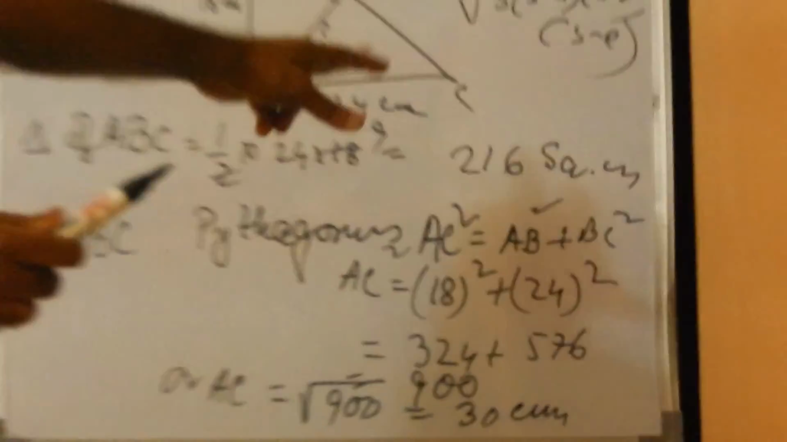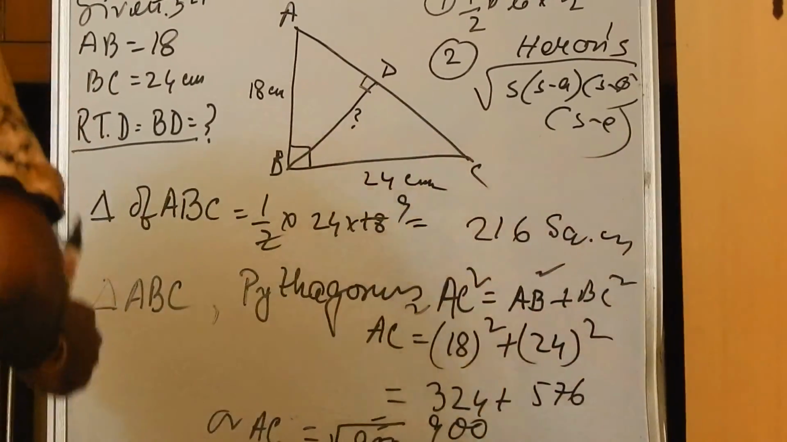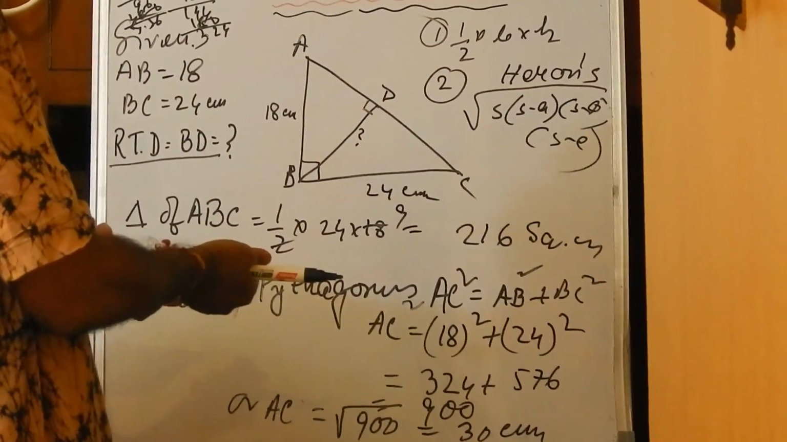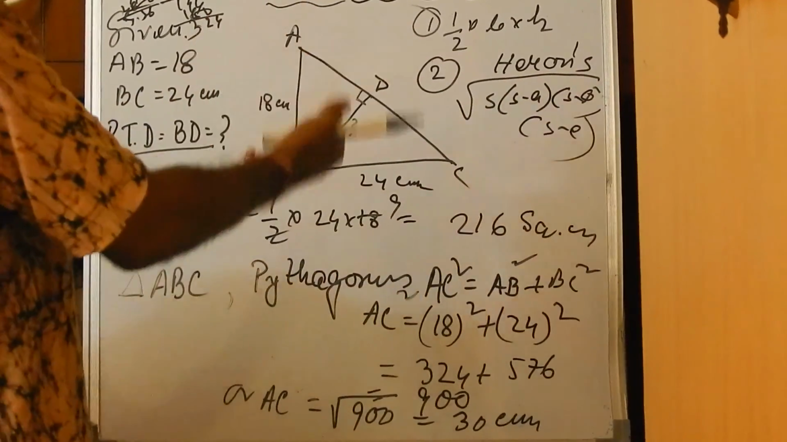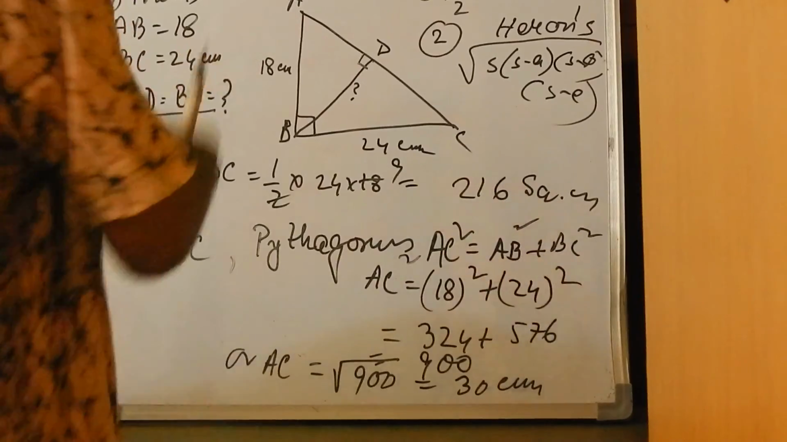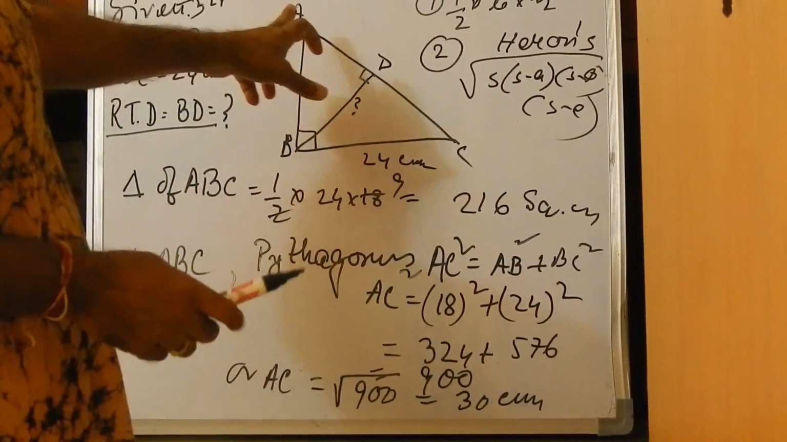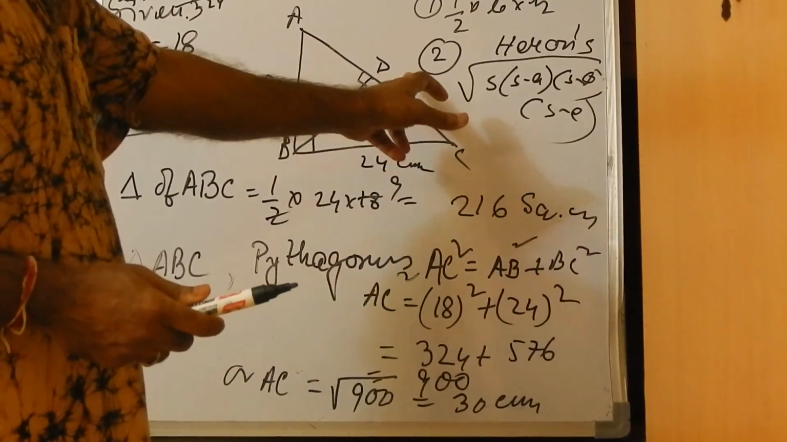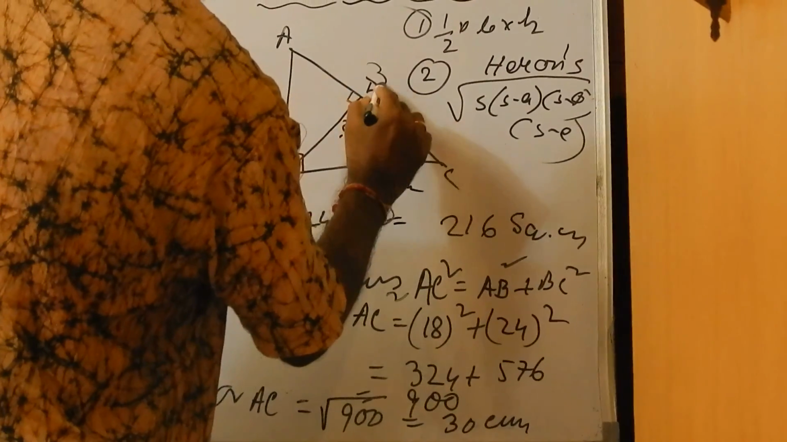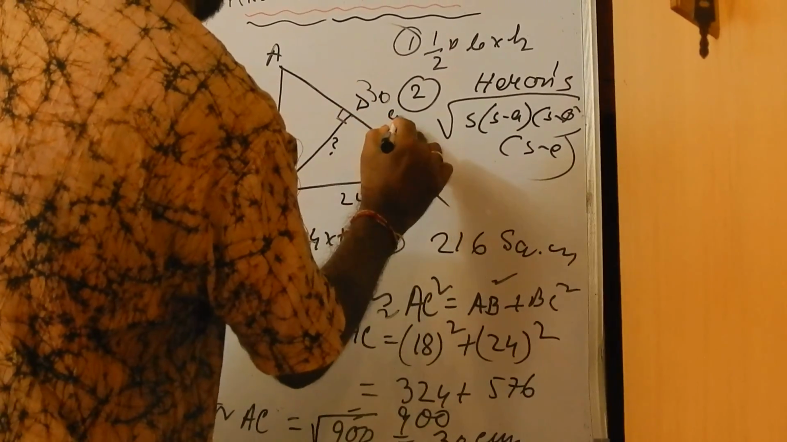So we can easily find out the value of AC because we needed the value of AC to derive the area of the triangle in some other way using this BD. So AC and BD was required, BD is unknown to us, and AC was also unknown to us, but we can easily find out the value of AC. Now it is 30 centimeter.